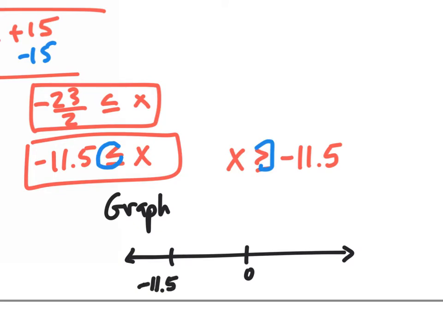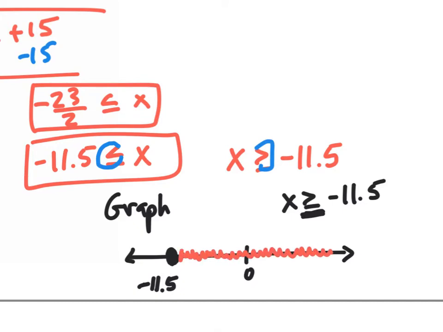Now, because we have the inequality that x is greater than or equal to negative 11.5, because we have this little line underneath it, I'm going to put a solid dot at negative 11.5. You can think logically about this: values for x that will make this true are bigger than negative 11.5. It has to be to the right, so you shade to the right.